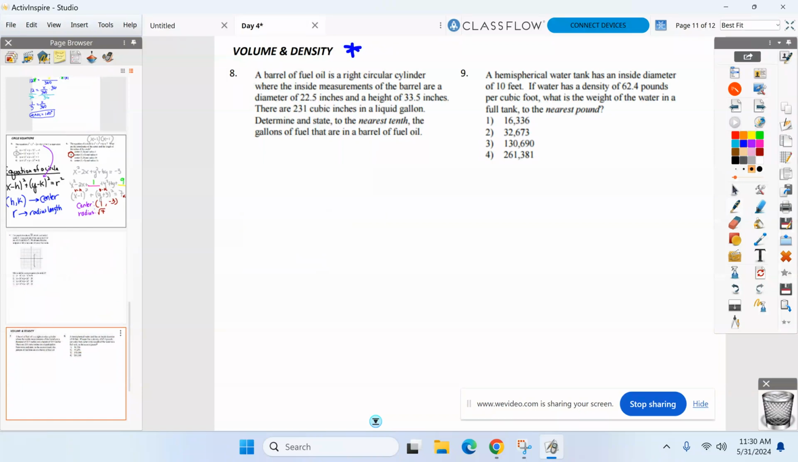The Regents is going to do this to you. I guarantee it. They want you to fall in the trap door, which is they're not going to give you the same units. You had that fire pit example on the volume test I gave you last week where it was how many bags of concrete and it was feet, and then inches at the top. Okay, make sure all units match.